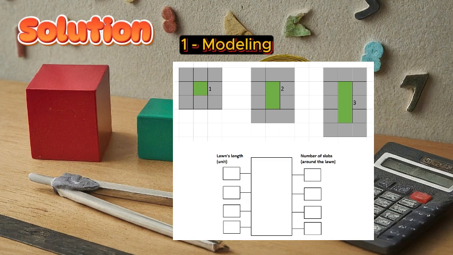To model this problem, we consider a black box with input x, representing the lawn's length such that the unit is one side of a slab, and the output y represents the number of slabs surrounding the lawn. Thus, with x equals 1, we get 8 slabs around the lawn. Similarly, with x equals 2, we get 10 slabs around the lawn. And with x equals 3, we get y equals 12.